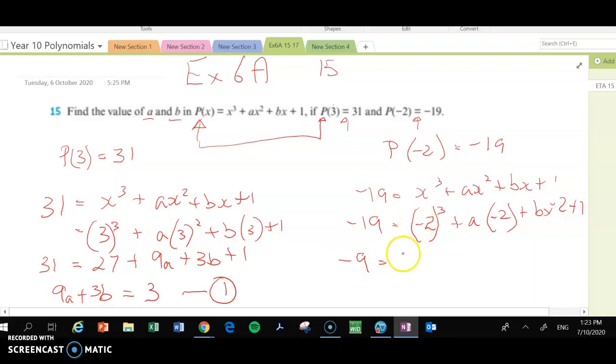A minus times a minus times a minus is minus 8. Minus 2 all squared becomes positive 4a. Minus 2 times b is minus 2b, and plus the 1. Again, let's keep it all to one side. So we have 4a minus 2b equals, collect all the numerals, so that's plus 1, minus 8 is minus 7... minus 1 becomes minus 2. And so there's our two equations.